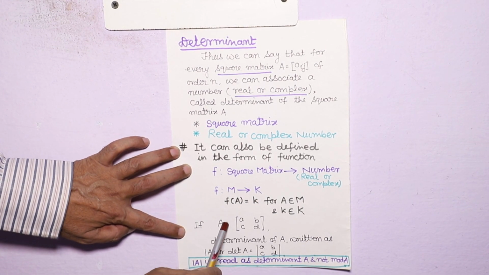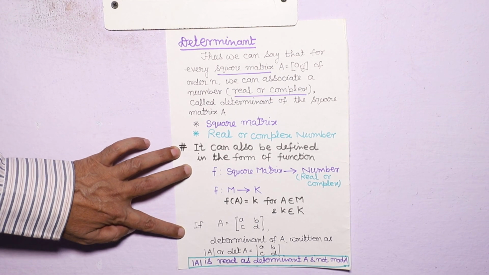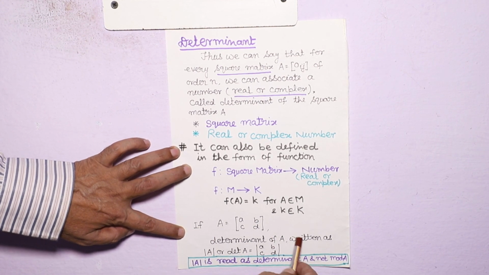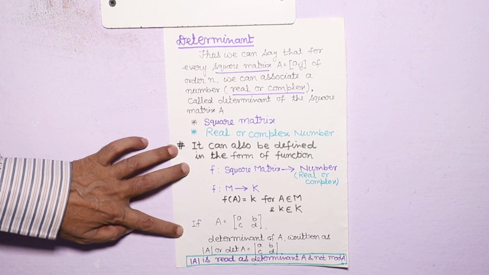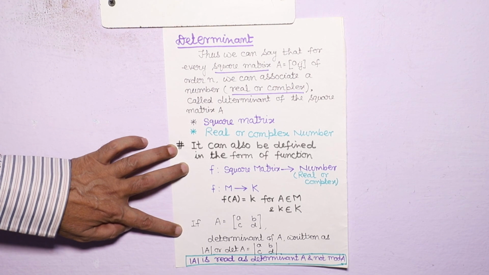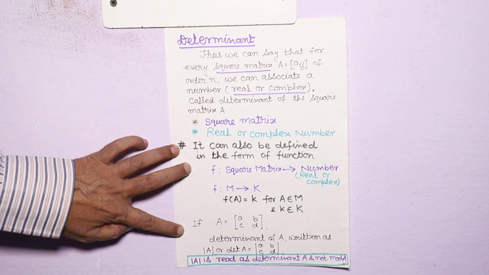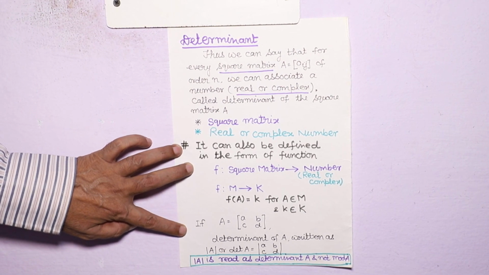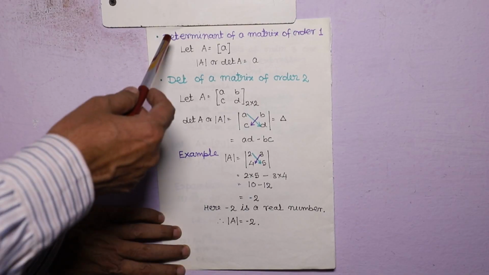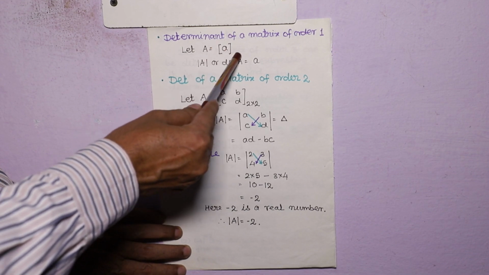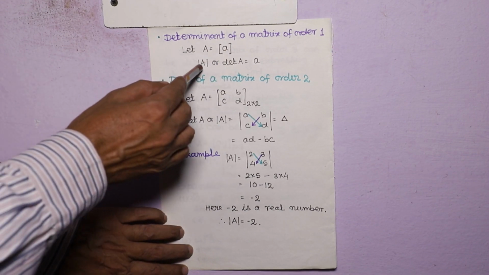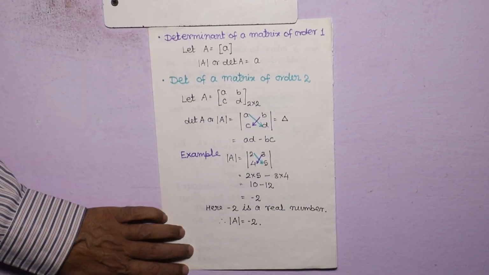If [a b; c d] is a matrix of order 2, its determinant is written this way, or as determinant |a b; c d|. Here determinant A is pronounced as determinant A. It is not the modulus of A. Now, determinant of a matrix of order 1: let A be a matrix [a], then determinant A is a.